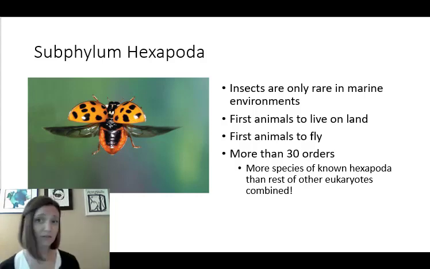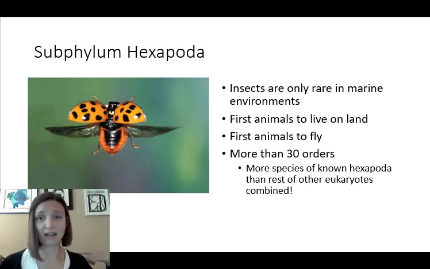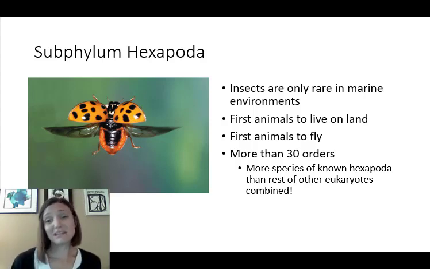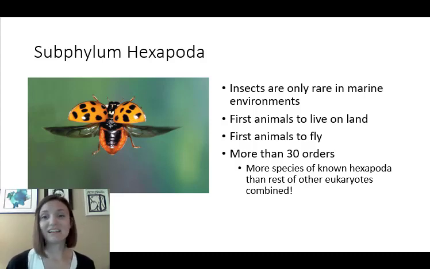So they can have all of their legs, and they can have wings, and they can fly. So there's more than 30 orders within the subphylum. It's a very diverse group. There's more species known of these insects, of Subphylum Hexapoda, than the rest of all the eukaryote groups combined. So we're really living in a world that's ruled by insects and plants, if you think about it.